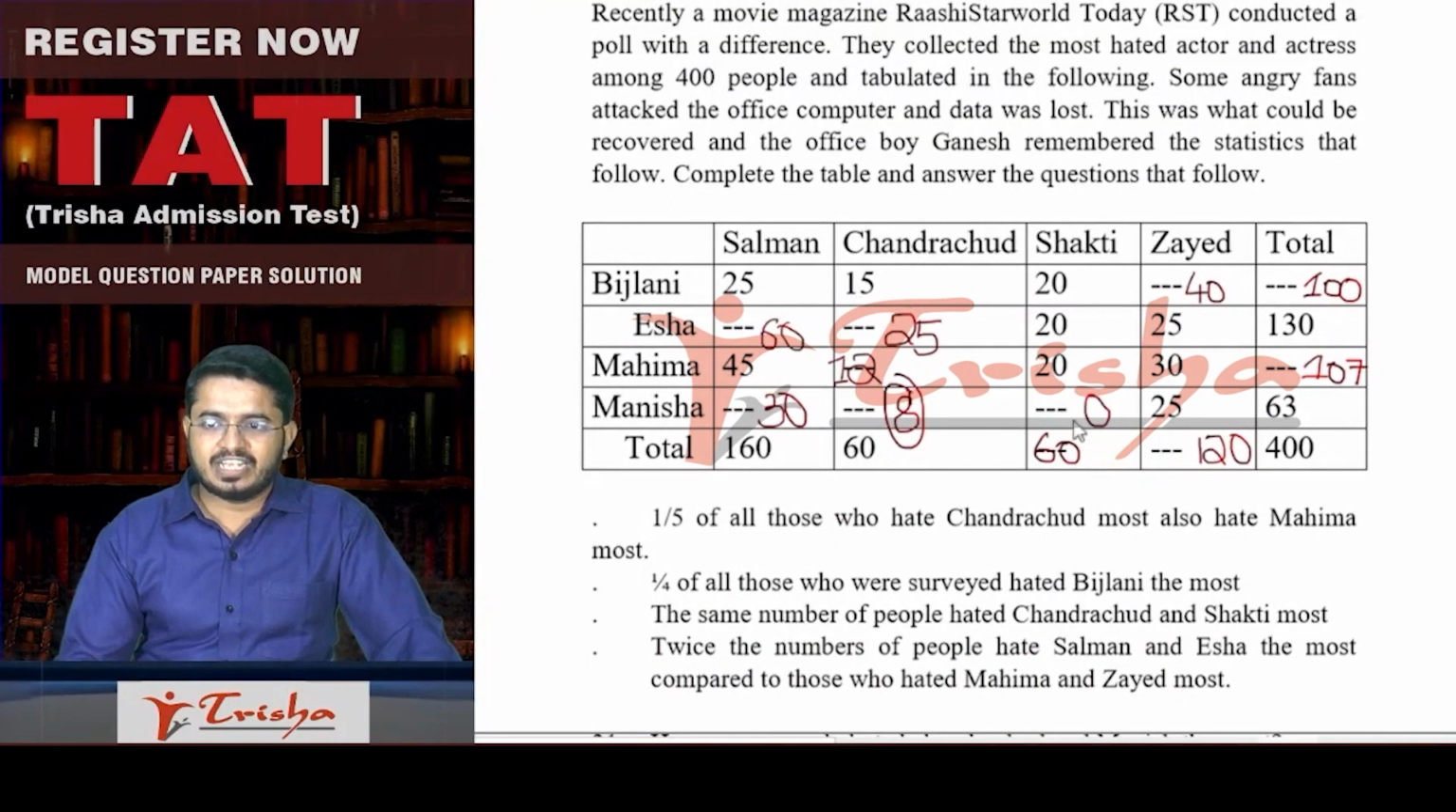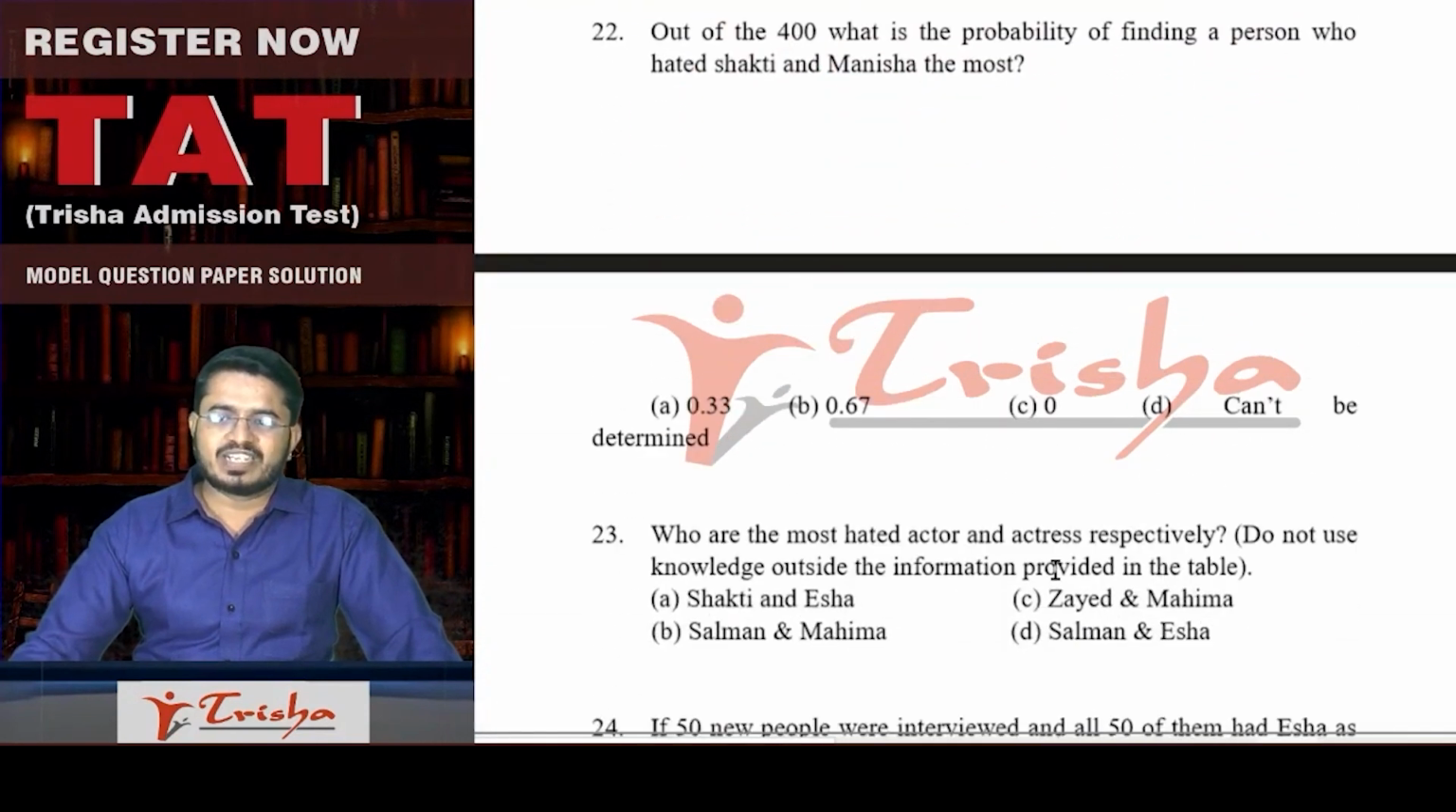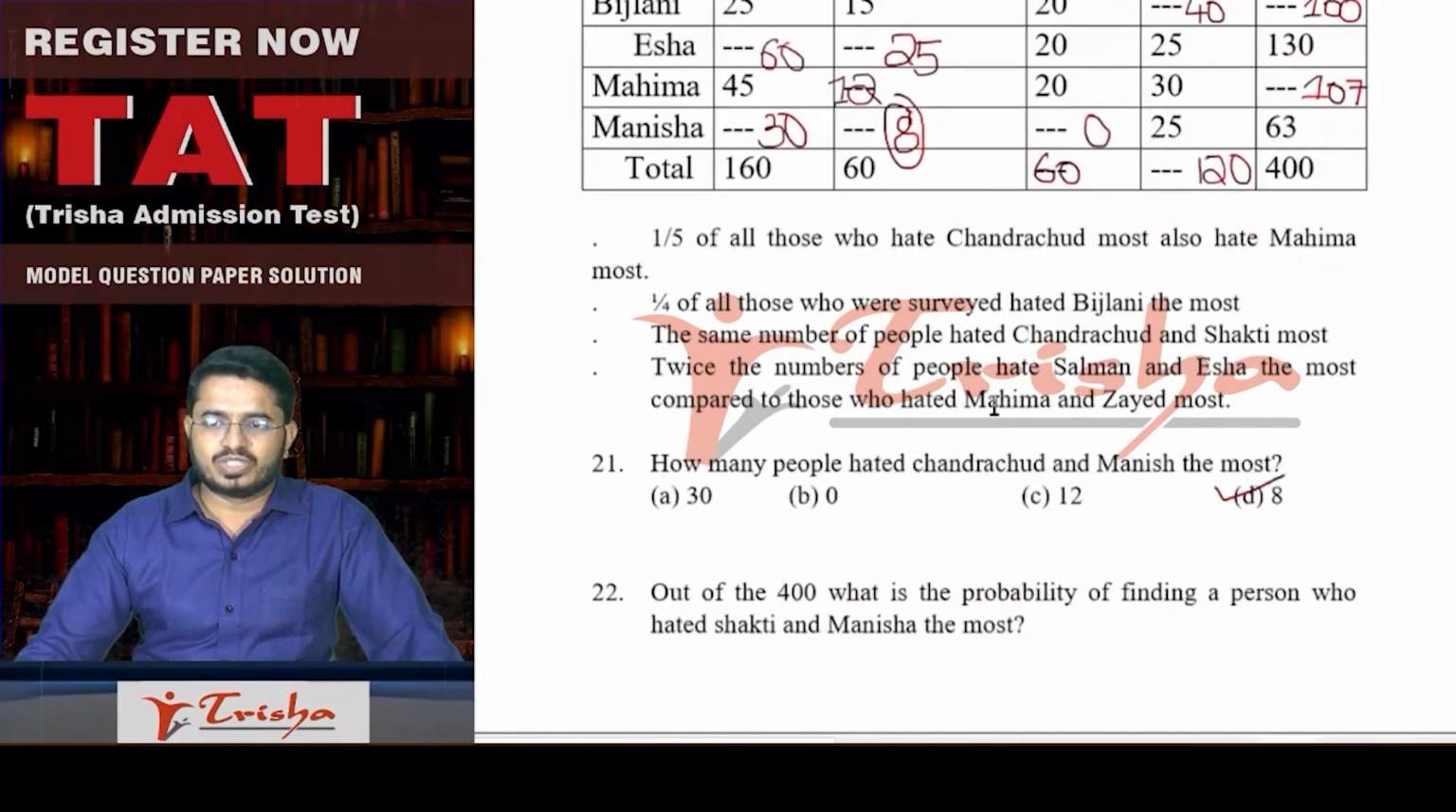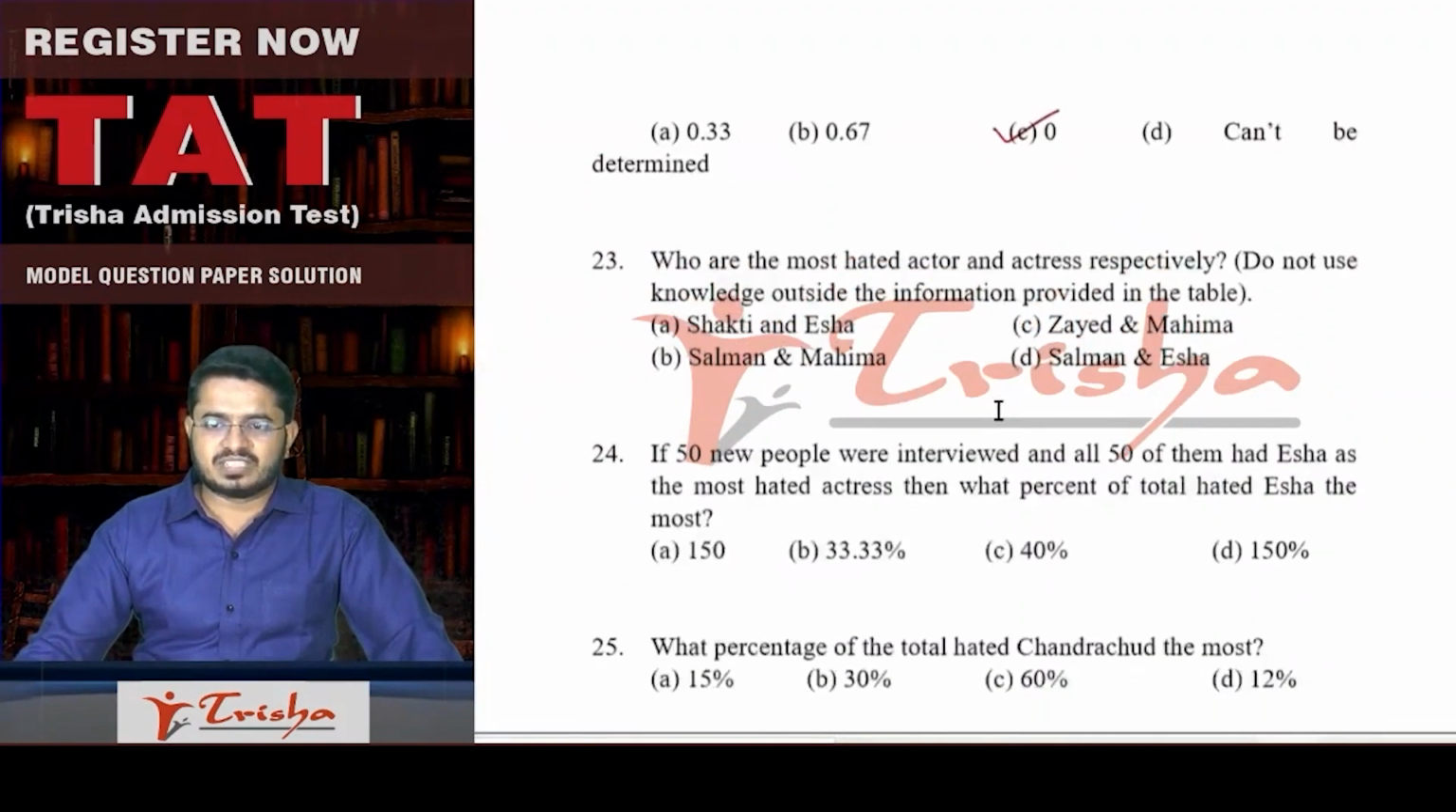Shakti and Manisha the most. 0 people hated them, right? So the probability will obviously be 0 divided by 400, which is 0 itself. The answer is 0 here. Option C.